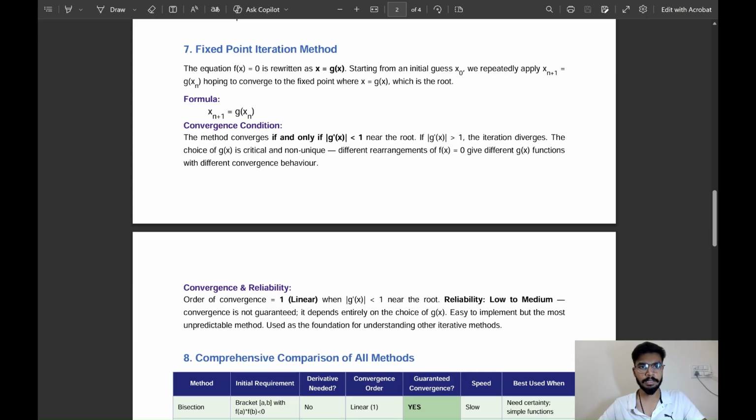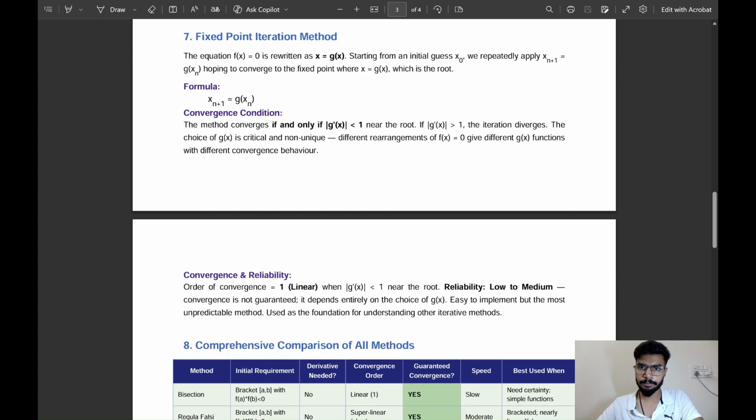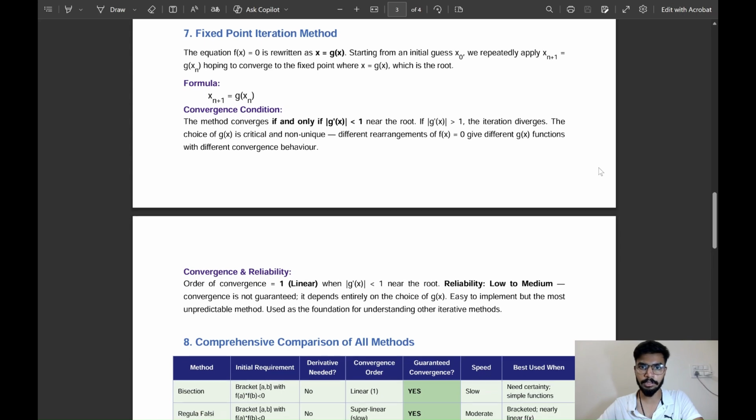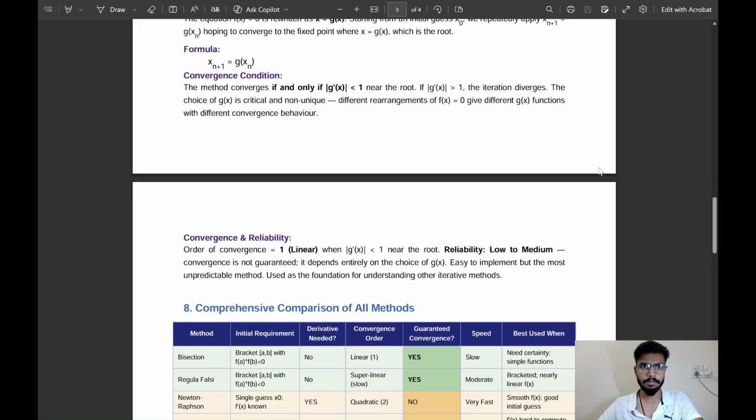So see the convergence condition here. The method converges if and only if |g'(x)| is less than 1 near the root. Sorry, first we will find the derivative, then see whether it is less than 1 or not. If |g'(x)| is greater than 1, the iteration diverges. The choice of g(x) is critical and non-unique. Different arrangements of f(x) = 0 give different g(x) functions.